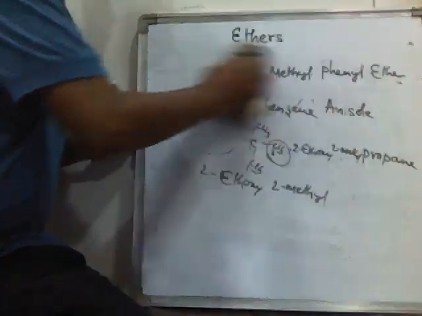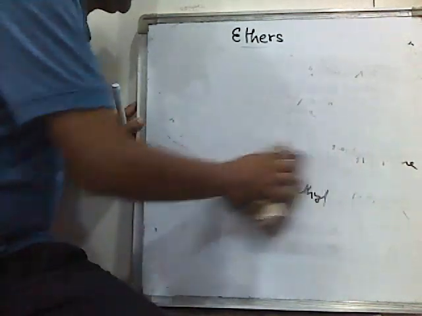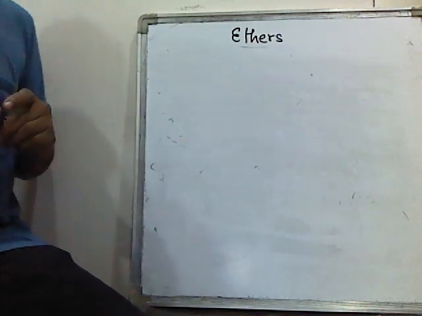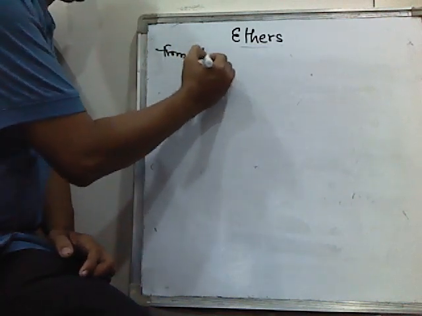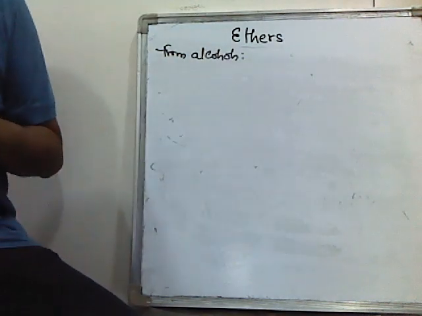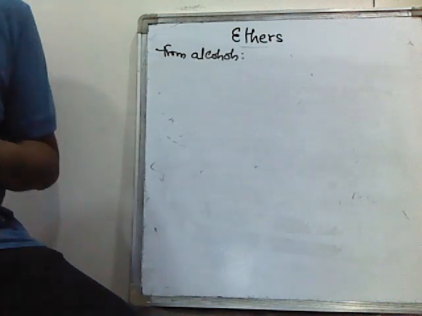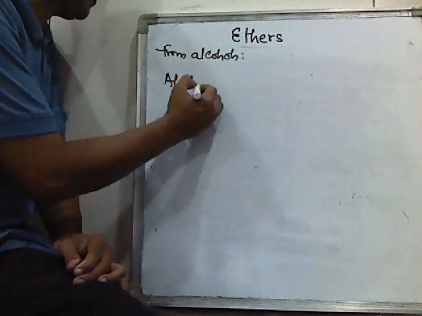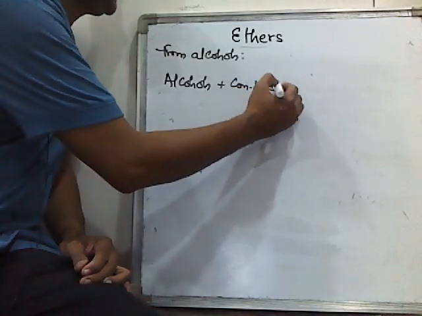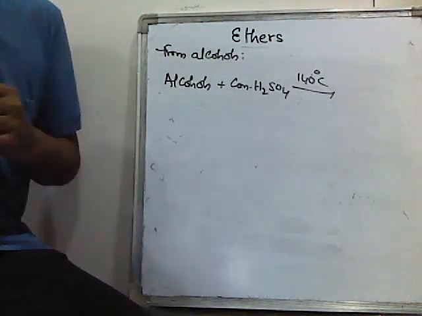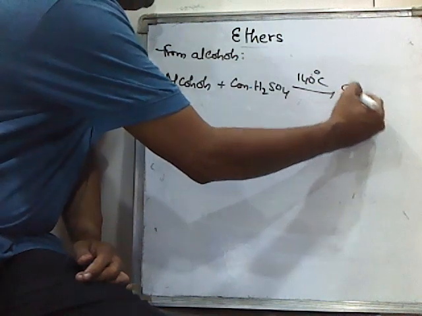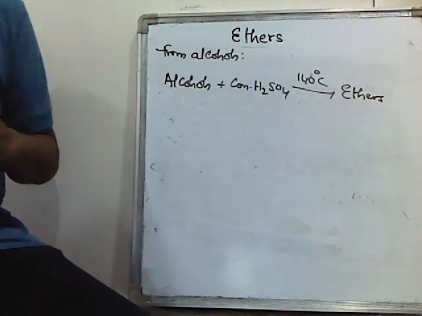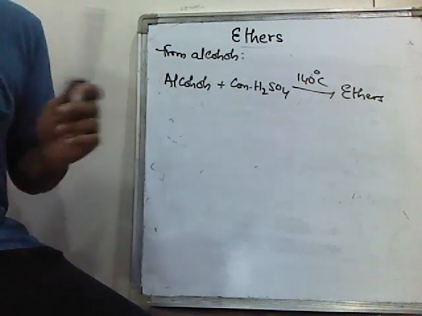Now we are going to discuss how to prepare ethers. There are several methods. I am going to discuss all the methods. First one is from alcohols. We know that alcohols are compounds containing the OH group. When alcohols are treated with concentrated H2SO4 at 140 degrees centigrade, ethers are formed. Here, the reaction is a dehydration reaction. It is a bimolecular dehydration of alcohols.